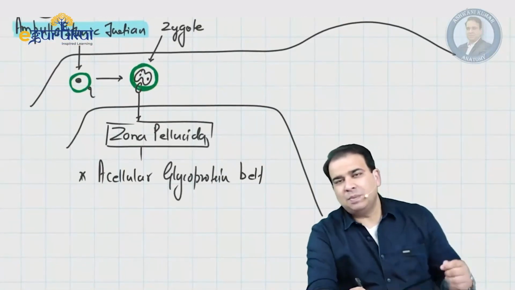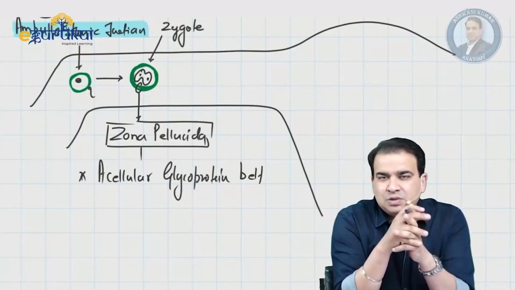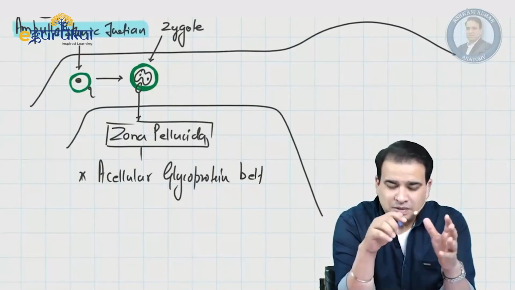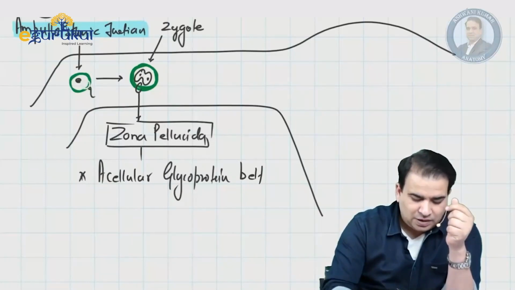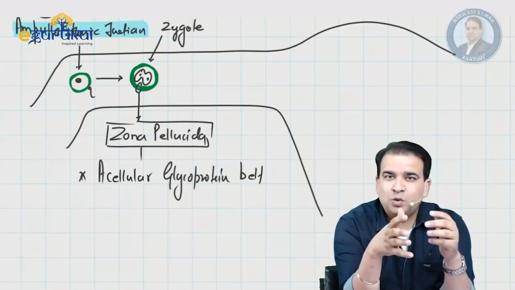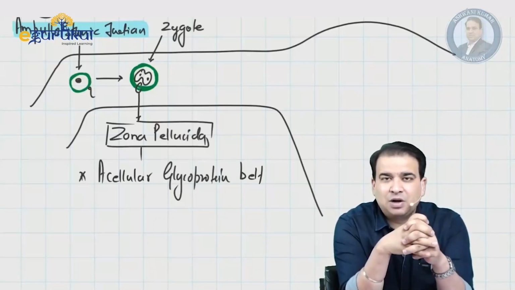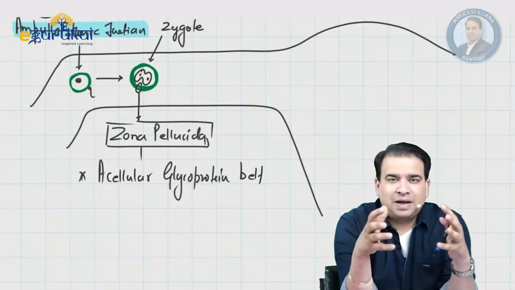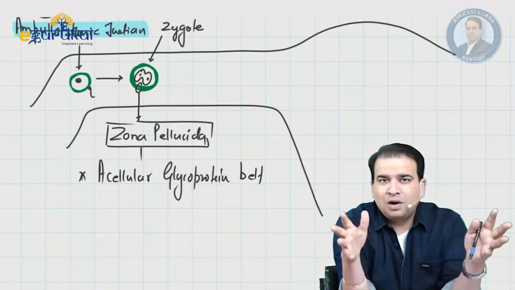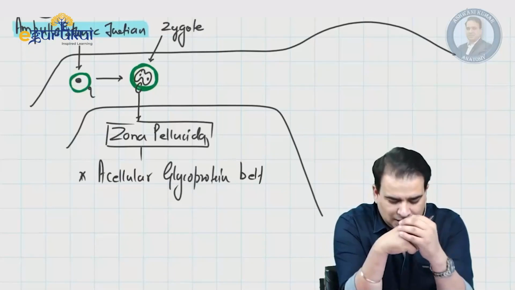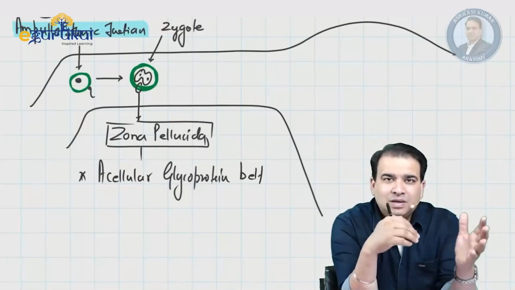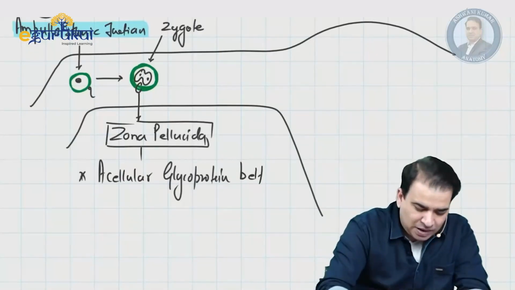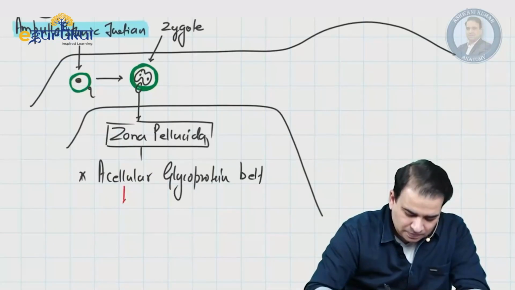What is the function of the zona pellucida? First of all, zona pellucida prevents polyspermy. When the fertilization takes place, only one sperm is allowed to enter inside, and then there is something called a zonal reaction, and that will block all the other receptors for the sperm. So one thing zona pellucida is doing is preventing polyspermy. So number one, it prevents polyspermy.